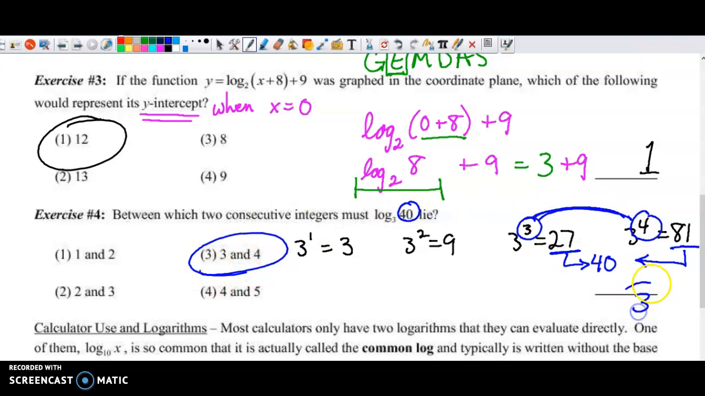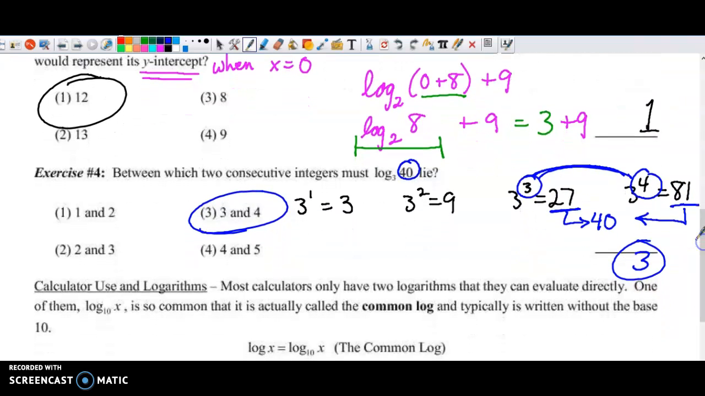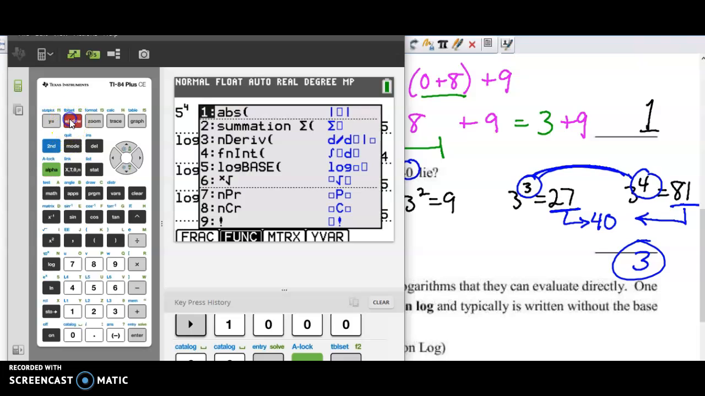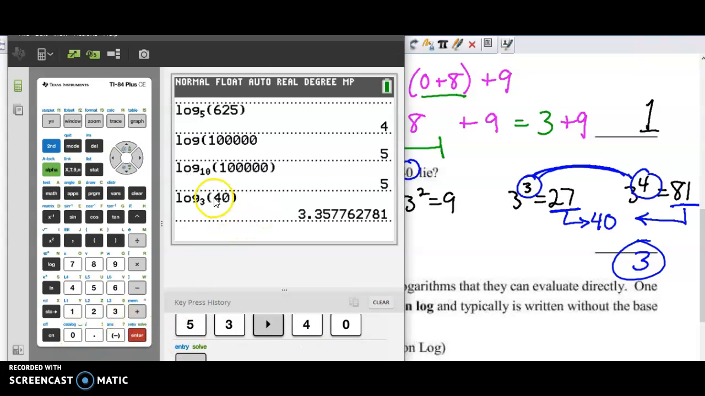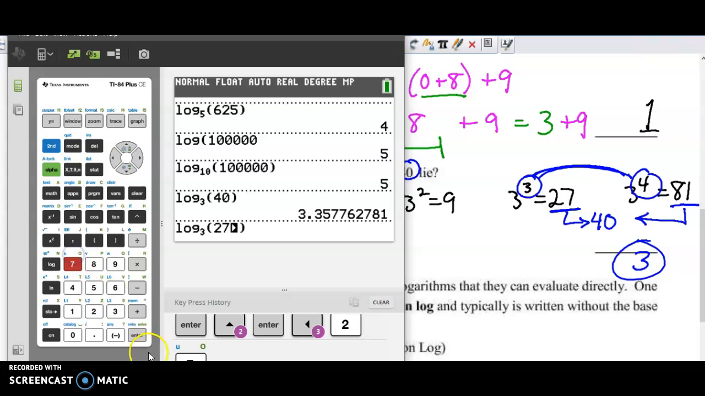Now, I'm well aware that for some people, that just doesn't make sense. I hope it makes sense, obviously. It's critical thinking skills. But you are allowed to use a calculator. If you hit alpha window and grab that log base 3 of 40, the only thing is there's not much thinking going on here. That the answer has to be between 3 and 4. It's 3.4. If you wanted to, you could also evaluate log base 3 of 27.